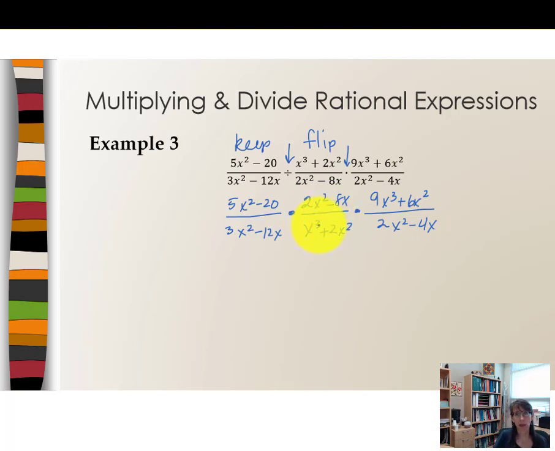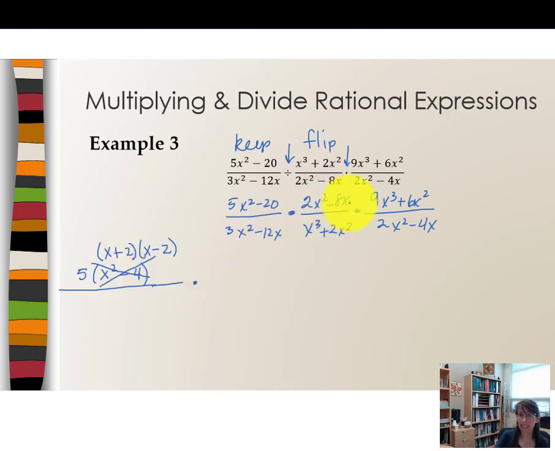Now we're ready to do a lot of factoring. In our first numerator, 5x squared minus 20, I can see that 5 is a common factor. So I'm going to start way over here, factoring out 5, and I'm left with x squared minus 4. Now, do you recognize x squared minus 4 is the difference of squares? So we really want to do x plus 2 times x minus 2. So I'm going to cross out x squared minus 4 in the middle.